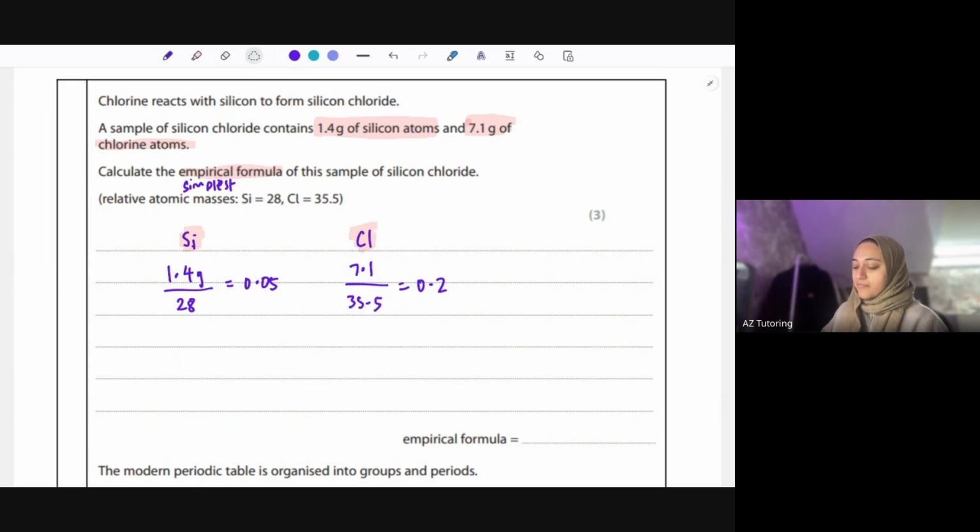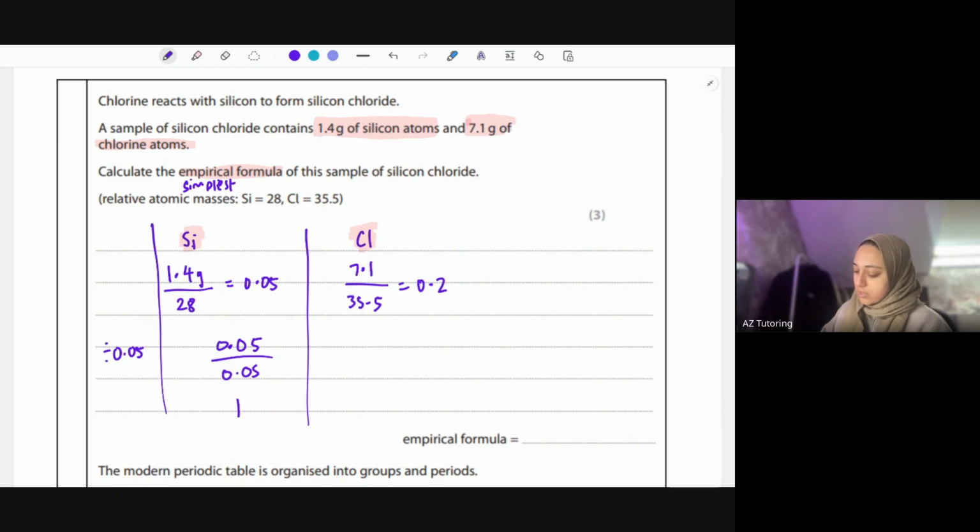So what you can do is you could just divide by the smallest number on each side. So I'm going to divide both of them by 0.05. That's the smaller number. 0.05 divided by 0.05, you just get 1. When you divide both the same numbers together, you just get 1. Okay, so we've got silicon, which is 1. Do the same for chlorine now. We're dividing both of them by that.